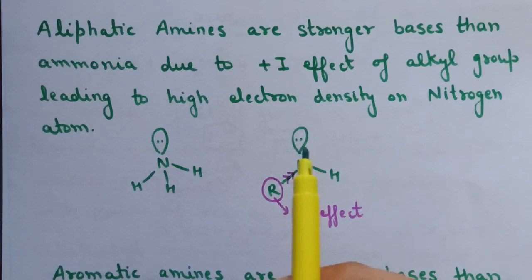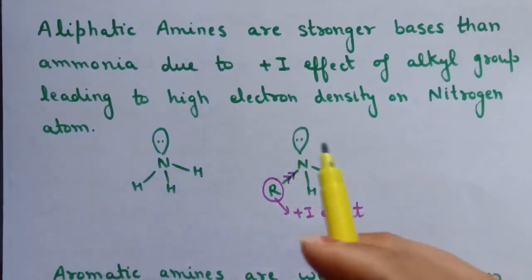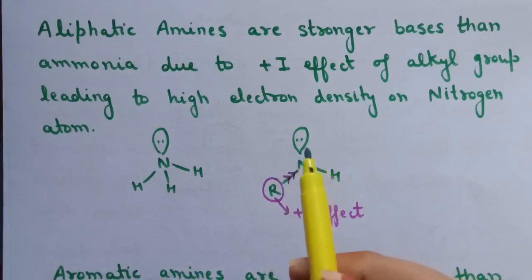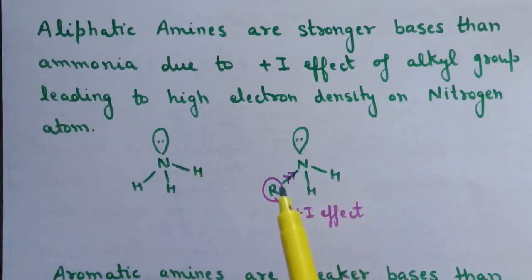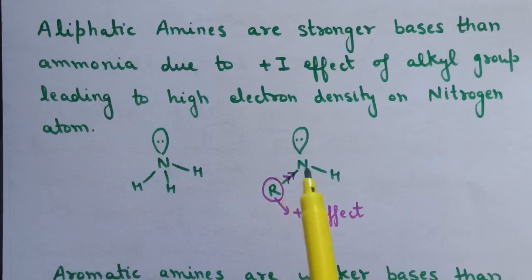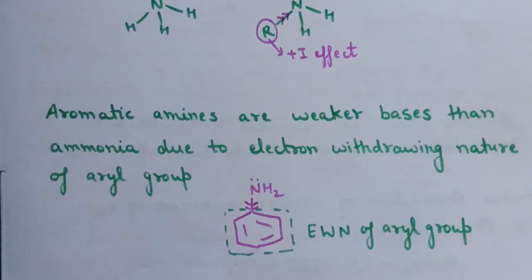and unshared electron pair is more available for donation to a proton. So when we compare the basicity of ammonia and aliphatic amines, then aliphatic amines are stronger bases than ammonia due to plus I effect of alkyl group, and these alkyl groups increase the electron density on nitrogen atom. Whereas if we compare the basicity of aromatic amines with ammonia, aromatic amines are weaker bases than ammonia due to electron withdrawing nature of aryl group.